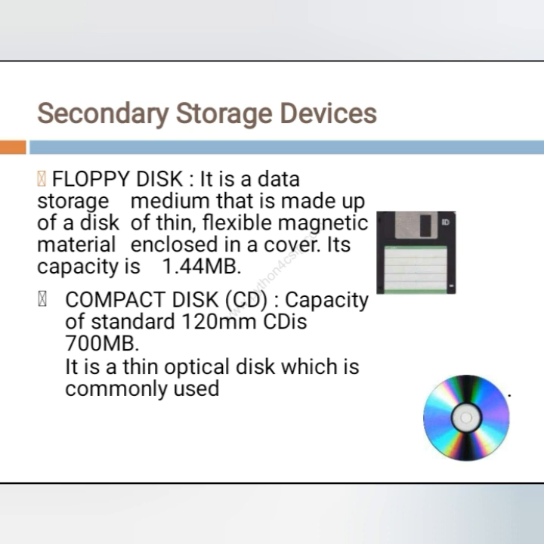Then compact disk or CD. And the capacity of a CD is 700 MB. It is a thin optical disc which is commonly used.